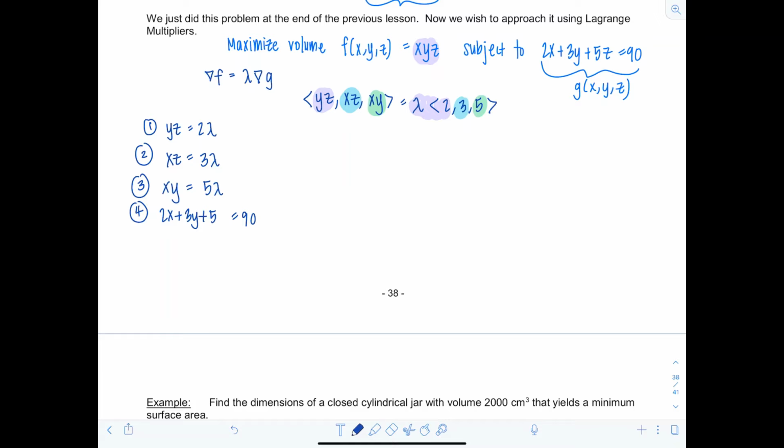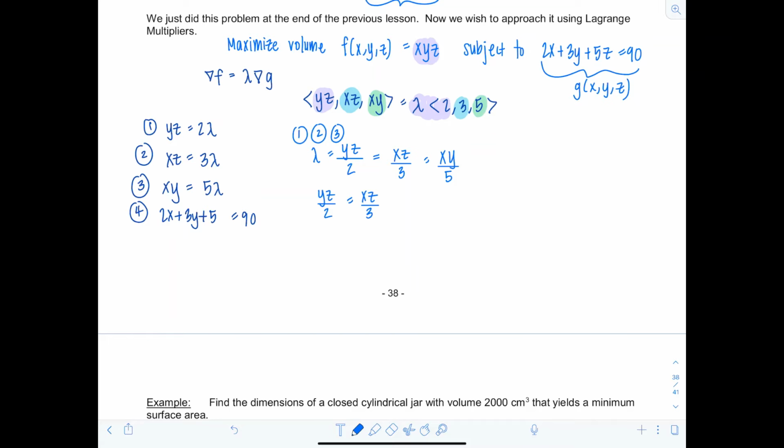One thing I could do is take equations 1, 2, 3 and isolate lambda and then substitute that into the last equation. So equation 1, if I were to solve for lambda, I would get lambda is equal to yz divided by 2. And then that would also be equal to, working with the second equation, xz divided by 3. And similarly with the third equation, this would give me xy divided by 5. All right, now I'm just going to focus on these first two here.